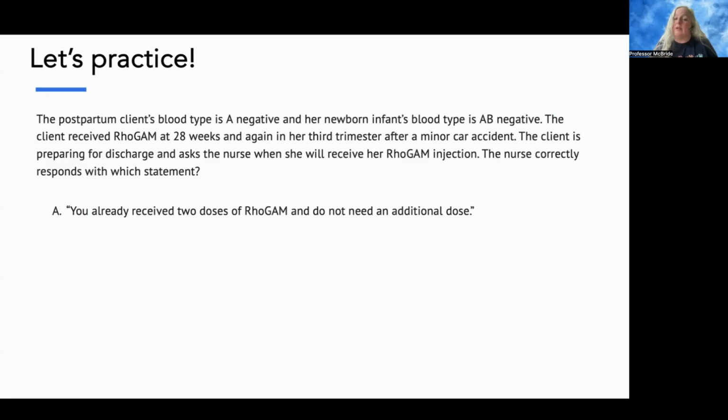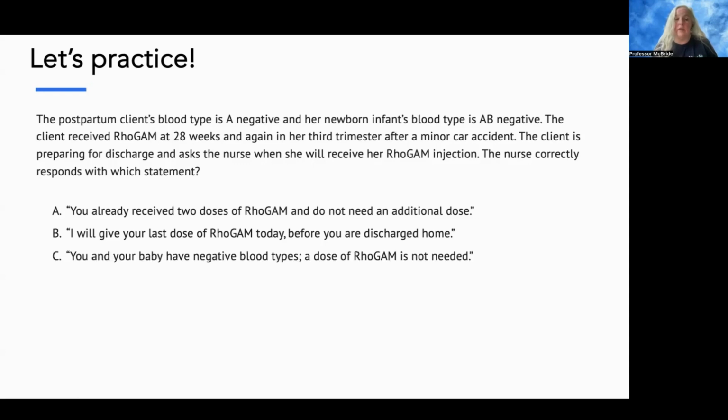A, you already received 2 doses of RhoGAM and you do not need an additional dose. B, I will give your last dose of RhoGAM today before you're discharged home. C, you and your baby have negative blood types. A dose of RhoGAM is not needed. And D, RhoGAM would have already been given while you were in the delivery room.